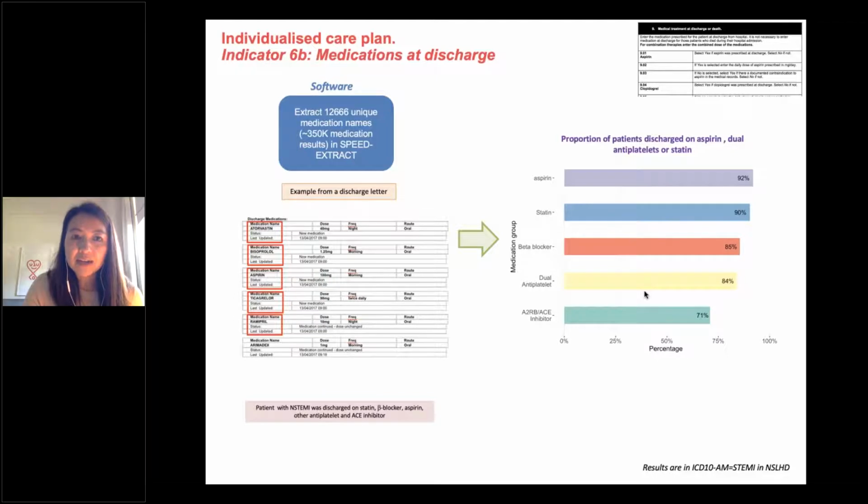The last indicator we were interested in was medications at discharge. We extracted out all the discharge letters and looked at the medications table at the bottom of the discharge letter to see what medications patients were discharged on. We extracted out all the unique medication names, then they were mapped to groups. Here you can see from that mapping process the proportion of patients discharged on aspirin, dual antiplatelets or statin for this particular group of STEMIs. After this process, we have all the medications mapped for this entire cohort, not just the cardiovascular medications.